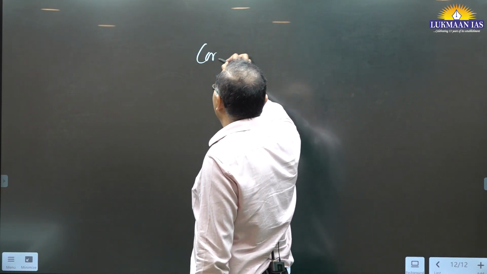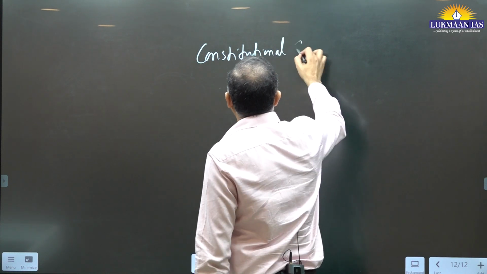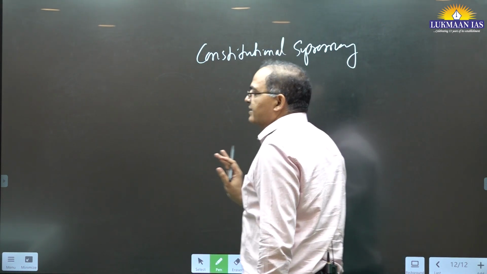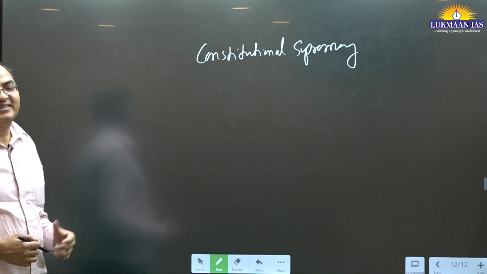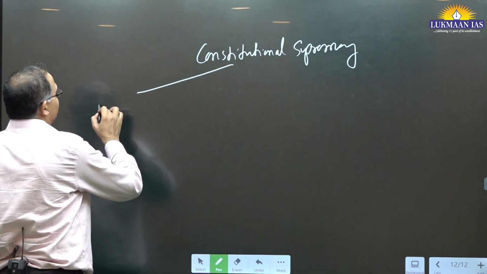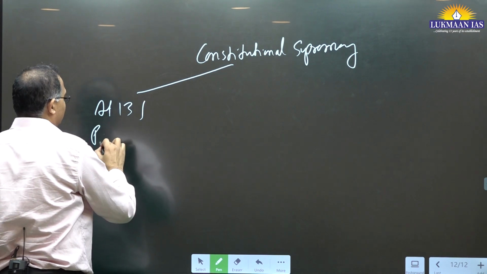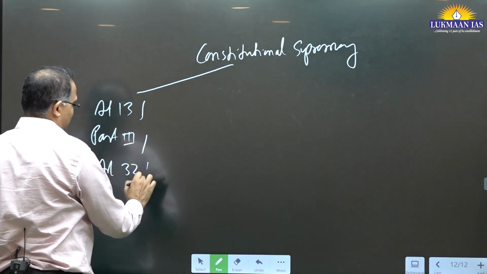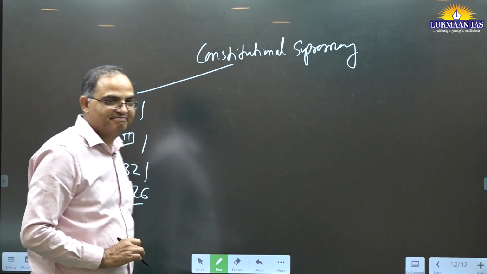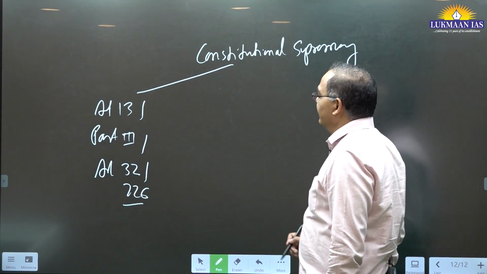Let's talk about constitutional supremacy. By the way, how come we know there is constitutional supremacy? Which provisions of the Constitution, let's say, ensure that Constitution is supreme? So constitutional supremacy will come by Article 13, plus entire Part 3, plus Article 32 to 226. This you can say.